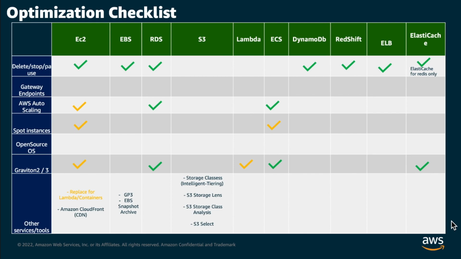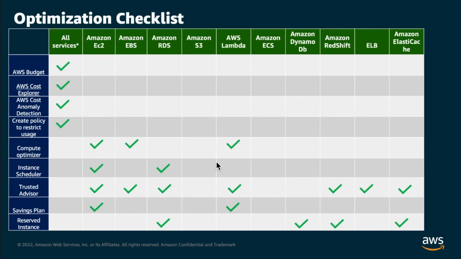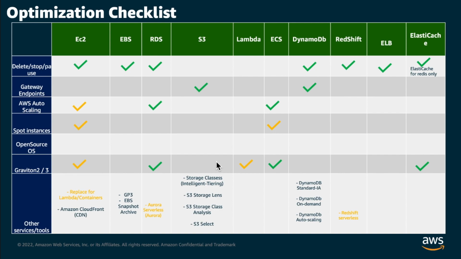So we add here delete and stop for other services, gateway endpoints, serverless, Dynamo features, Redshift serverless, S3 static website hosting, and also open source OS. So this is the final version of our checklist. Let me get back here again. This is the first one that we filled together, and this is the second one all filled up.